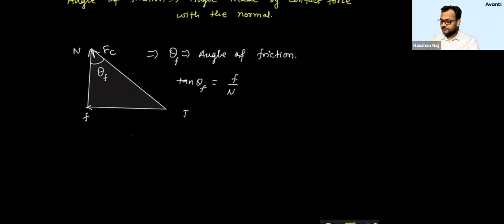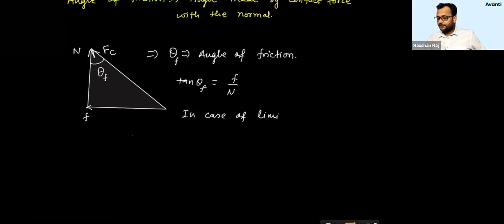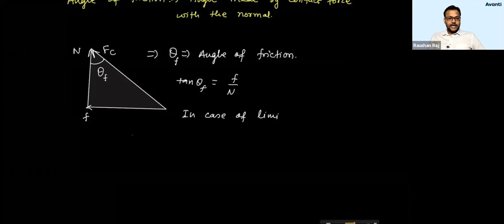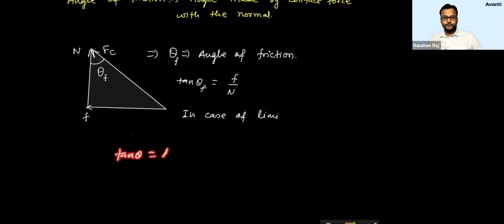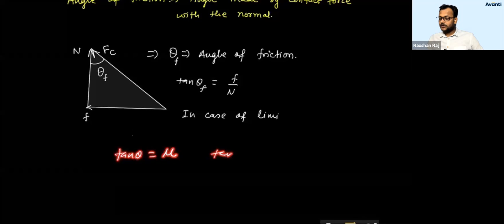Acha. In case of limiting friction, because every time, guys, sometimes you'll be asked a question like this. Theta is angle of friction. So tan theta is equal to mu. Tan theta is equal to 1 by mu. Tan theta is less than mu. Tan theta is greater than mu. So what is the correct answer?